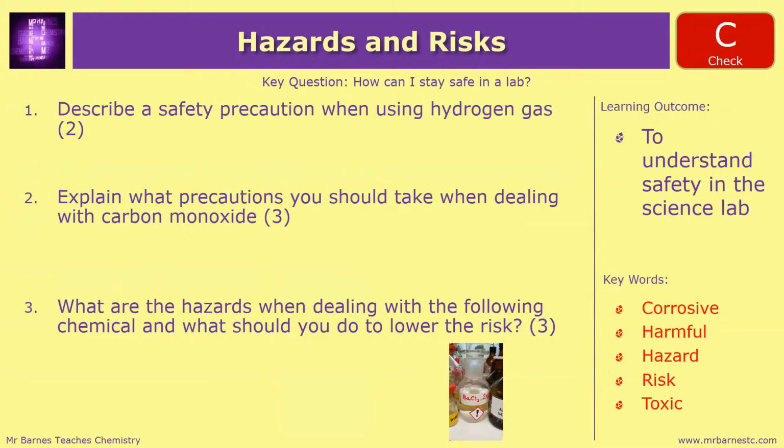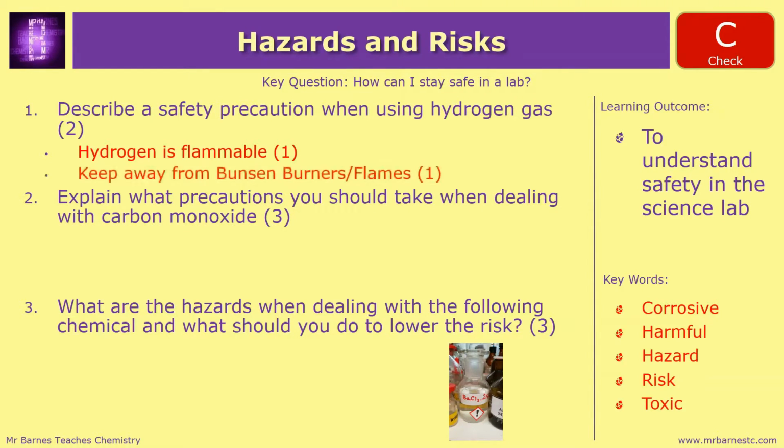Okay, let's have a go through them then. So number 1, describe a safety precaution when using hydrogen gas. So the key thing here is that hydrogen is flammable. And because it's flammable, the obvious safety precaution is keep away from Bunsen burners and keep away from open flames. Either of those would have got you the second mark.